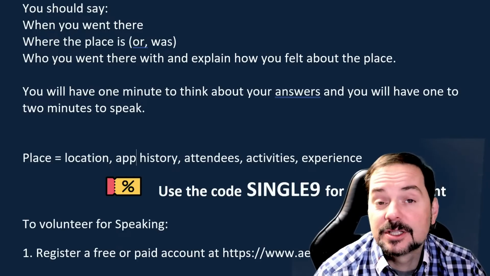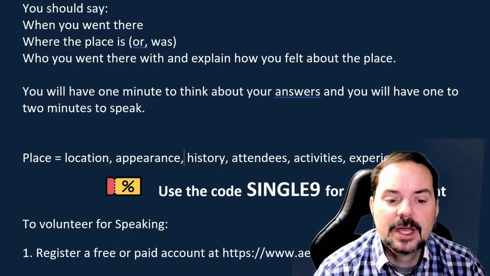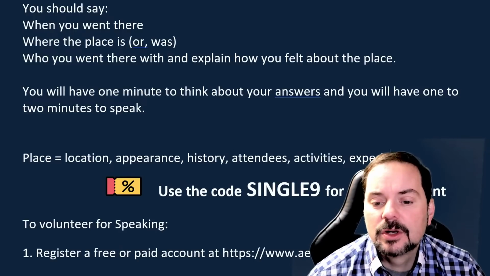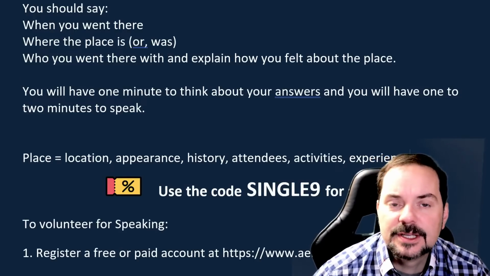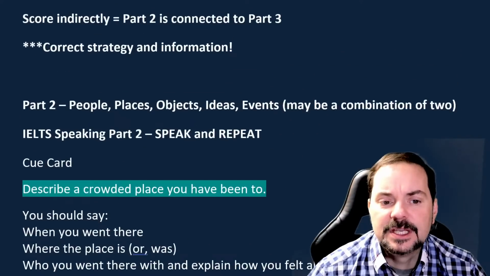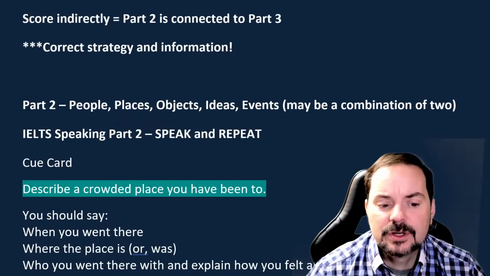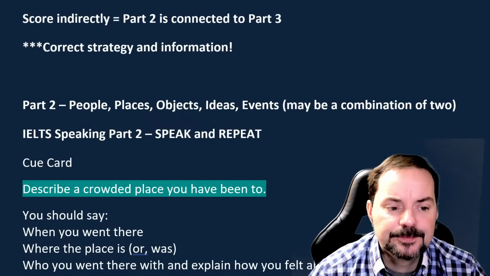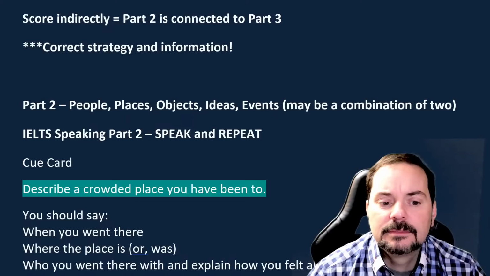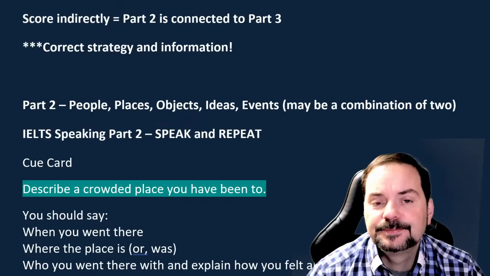So what does this place look like? And when you're talking about a crowded place, that might make a lot of sense for sure. So primarily, mostly, this is a place. I agree with you. Is it any other one of these 5? So if you're talking about a crowded place, it's people, places, objects, ideas, events.